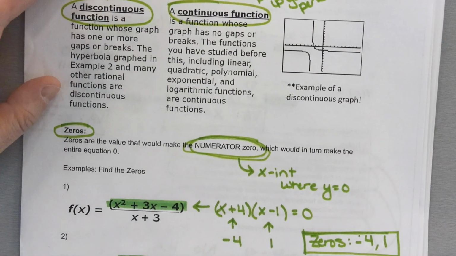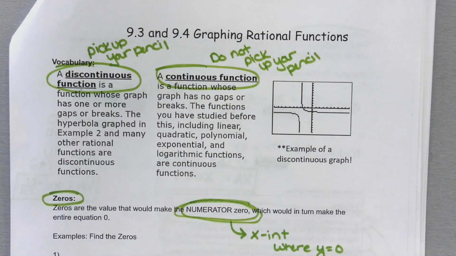Very quickly, what we did on Friday. A graph is discontinuous if you need to pick up your pencil in the process of drawing it. So discontinuous if your pencil gets picked up. It's continuous if you can draw it in one swoop.